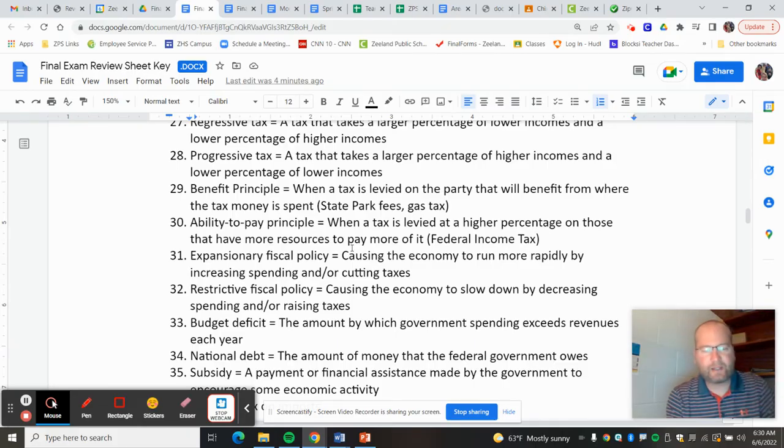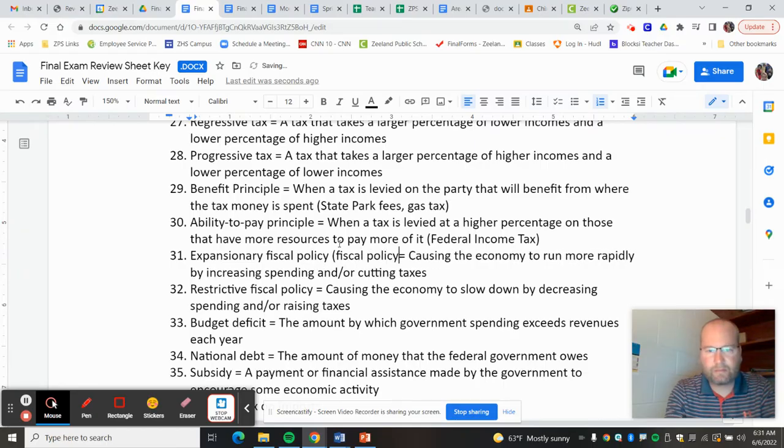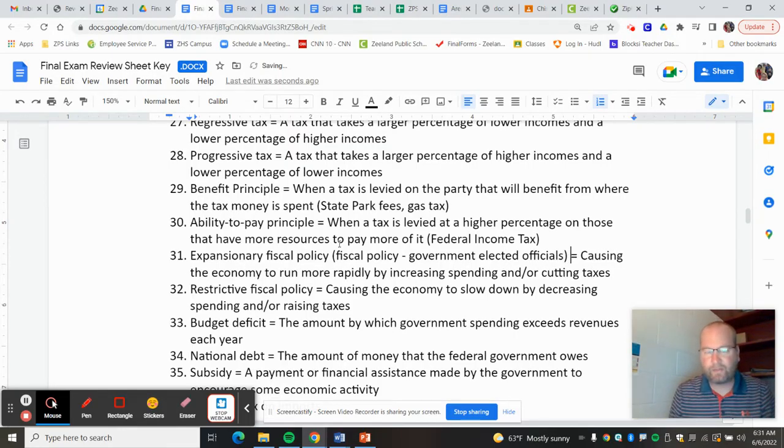All right, expansionary policy. And I'm going to put in parentheses here, that goes more with our fiscal policy. You got to remember that. I put that in there twice basically now. And that's done by government elected officials. Be like our Congress makes those rules.